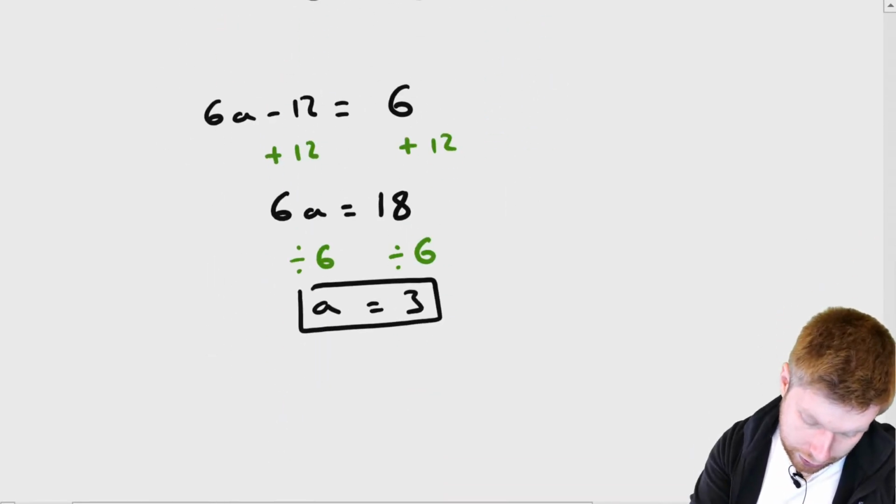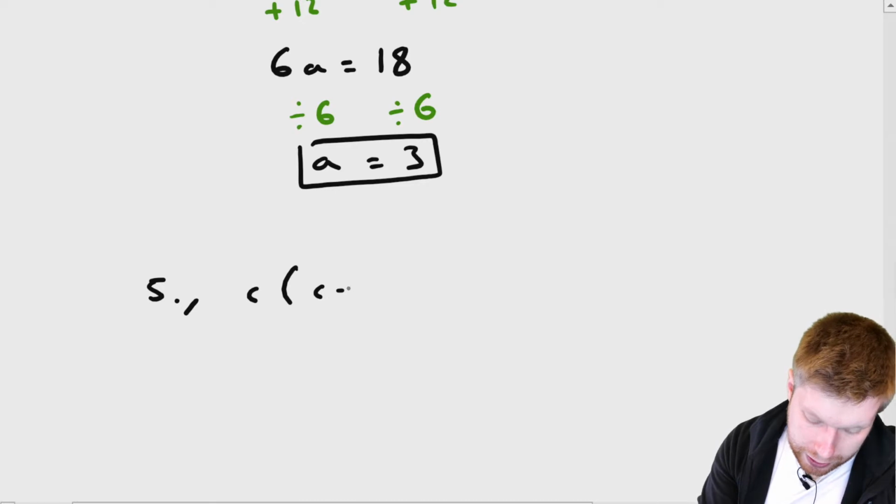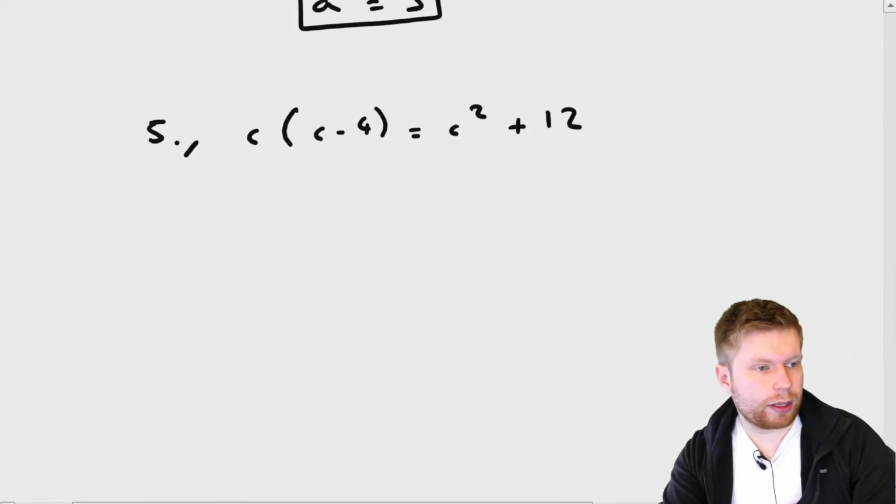All right, let's just try one more example then of this type. So let's try c times by c minus 4 is equal to c squared plus 12. All right, let's have a look at this one then.